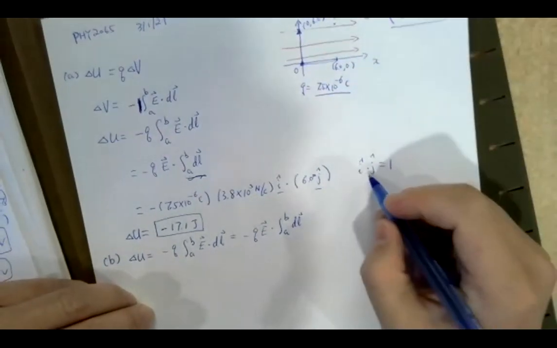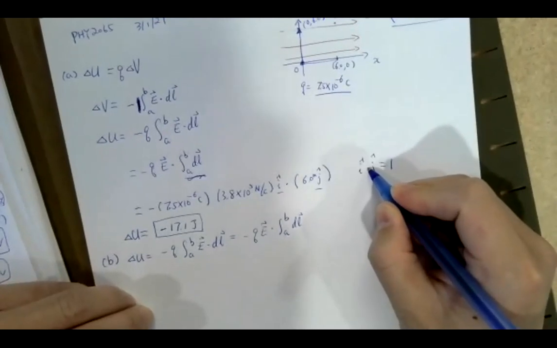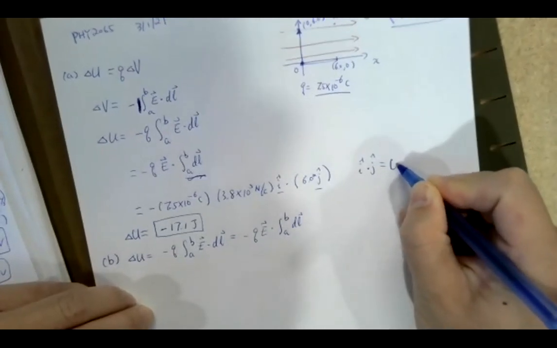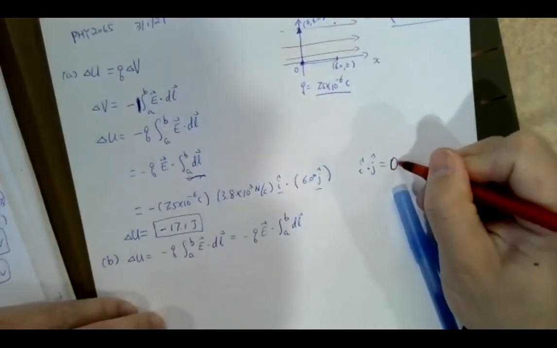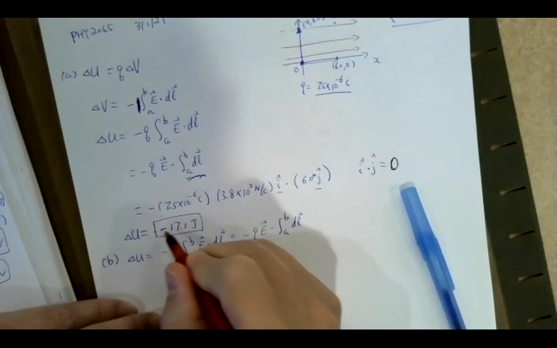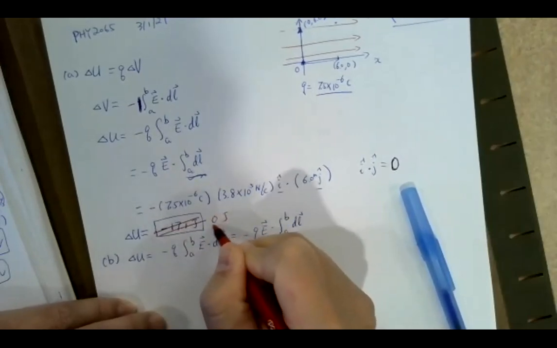Actually, I'm sorry. i dot j gives you 0. So this one should be 0. Okay. i dot j is 0. It's not 1. So the first one will be 0 joules.